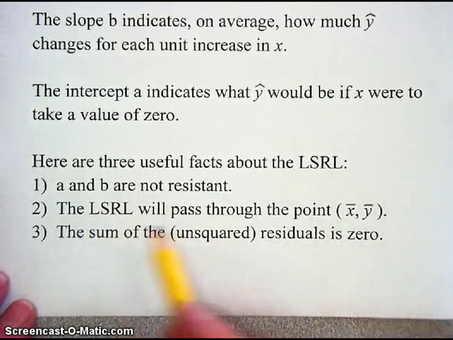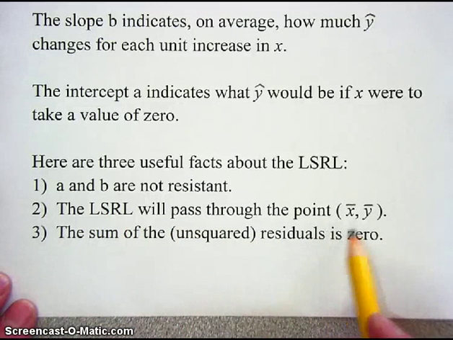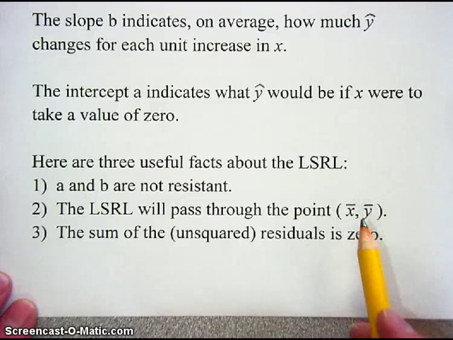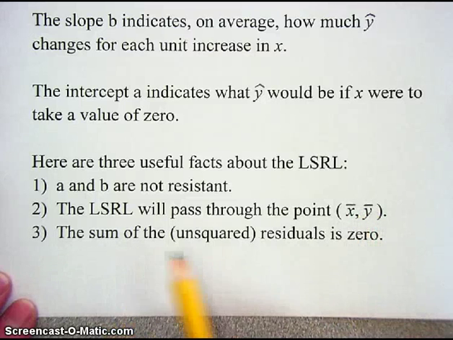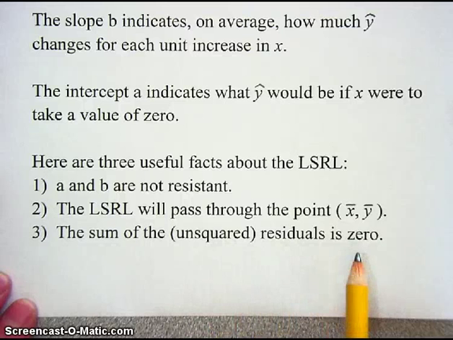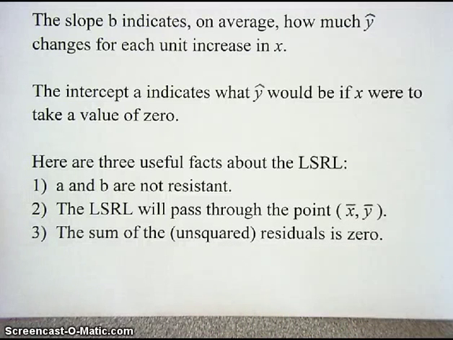The least squares regression line that you generate will pass through the point x bar, y bar. So that point, the mean of x, the mean of y, will always be on the line. And then if you were to take the residuals and add them up without squaring them, the sum of those residuals would be 0. You'd have some positive residuals, they would cancel out some negative residuals, and the net effect, if you add up all the unsquared residuals, is you would get a sum of 0. And in the next video, we'll look at an example of how this works.